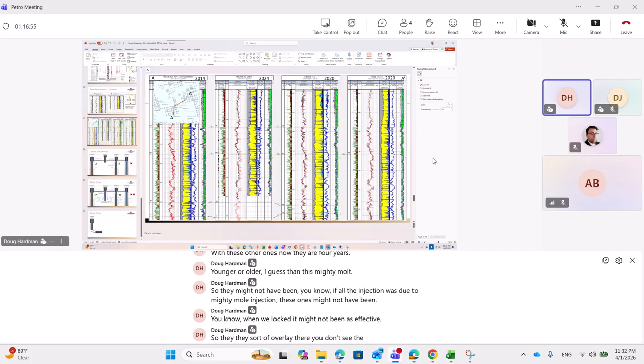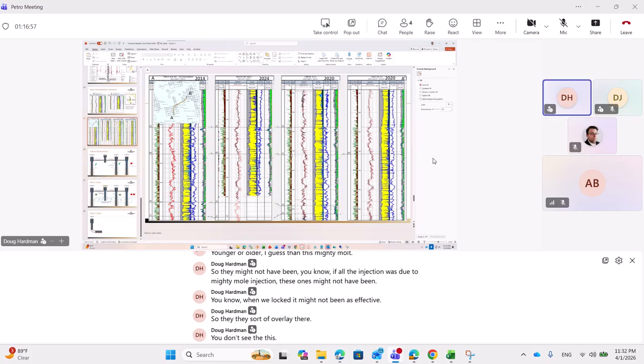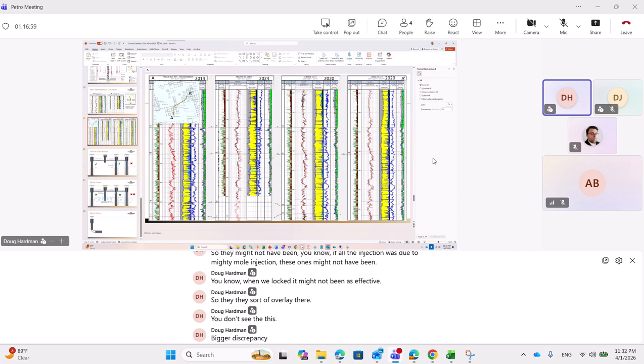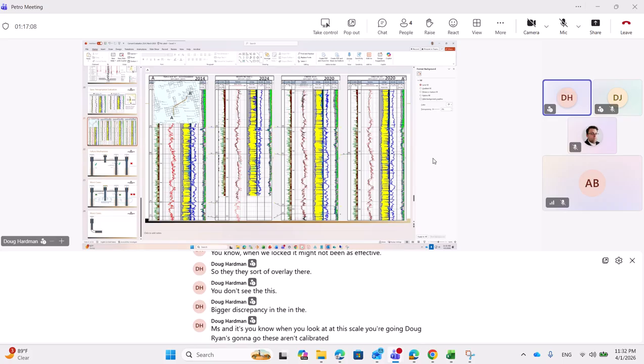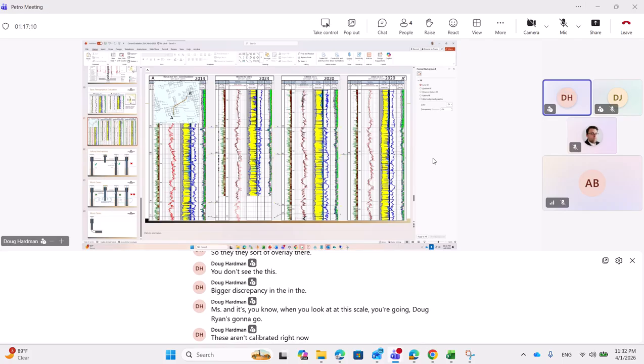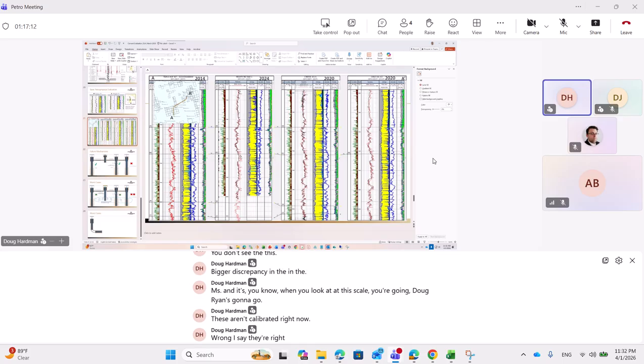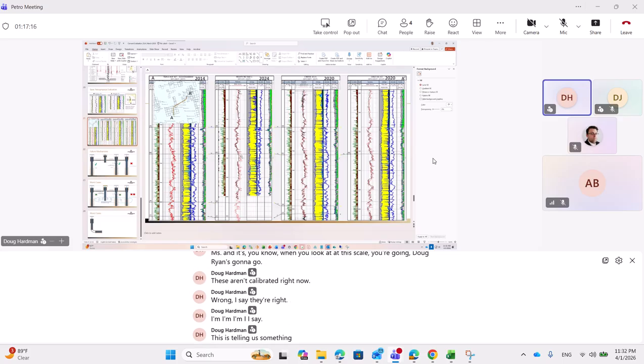You don't see this bigger discrepancy in the MS. And when you look at it at this scale, you're going, Doug, Brian's going to go, these aren't calibrated right. Logs are wrong. I say they're right. I say this is telling us something.